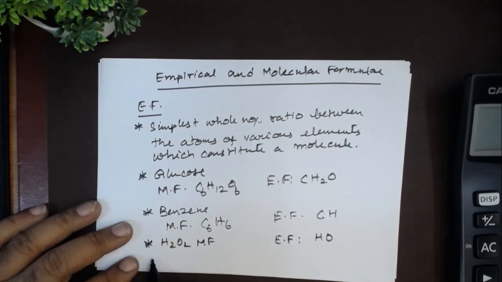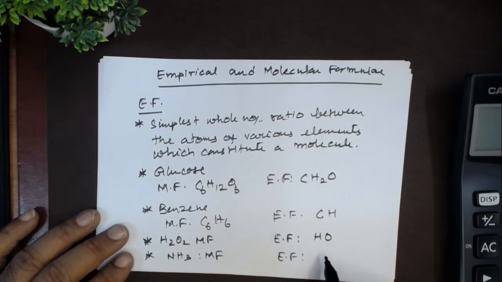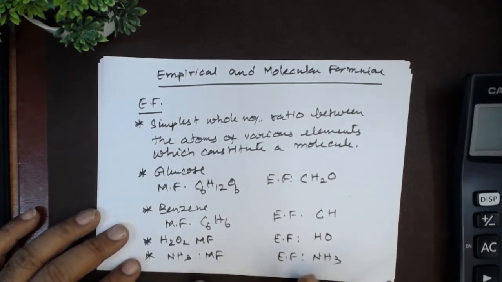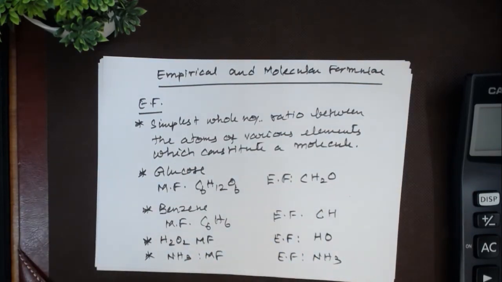Let me consider ammonia. NH3 is the molecular formula of ammonia. And its empirical formula remains the same because it itself is a simplified one. So you cannot change it. In this case, both molecular formula and empirical formula are the same. Are you able to follow?